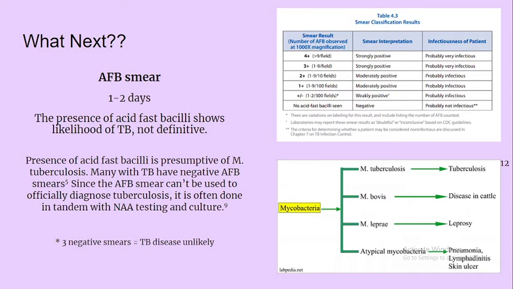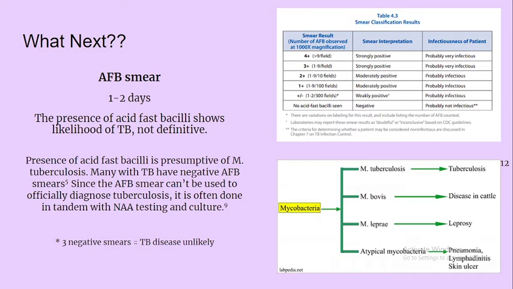But with 3 negative smears, it's usually concluded that TB disease is not likely. And in the top right-hand corner, you can see the smear classification results. Basically, using magnification and counting, you can determine whether someone is likely to have TB and whether it's infectious or not.